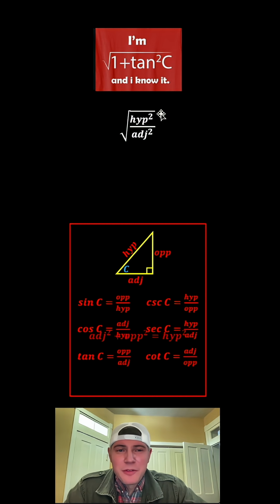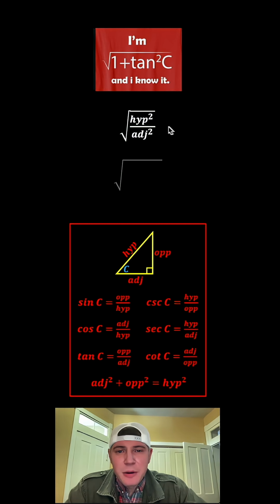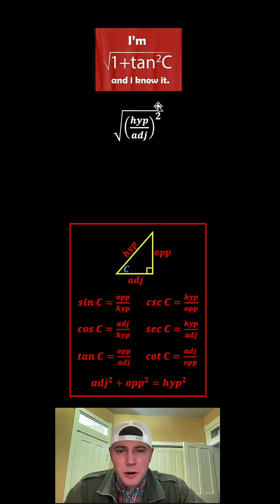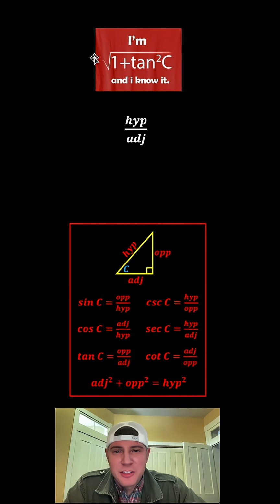So now we have square root of hypotenuse squared over adjacent squared. We have a fraction where the top is being squared and the bottom is being squared. That's the same thing as the whole fraction being squared. This square root and this square can cancel each other out. The square root of 1 plus tangent squared c is the same thing as hypotenuse over adjacent. So we have "I'm hypotenuse over adjacent and I know it."